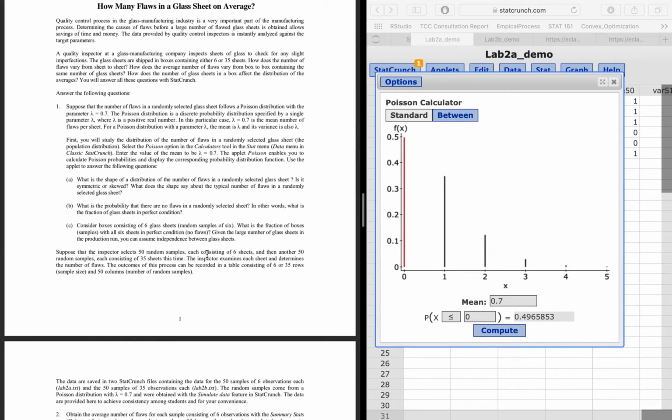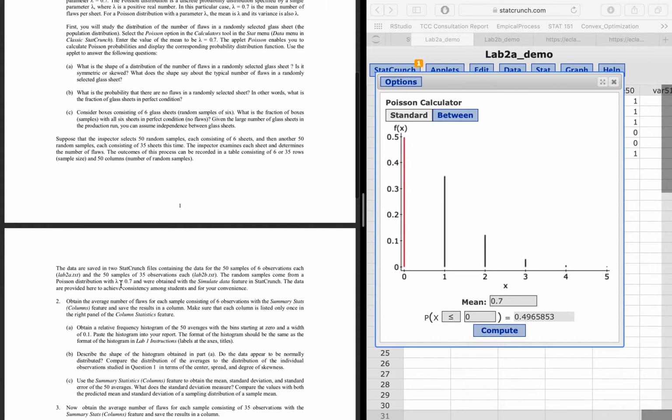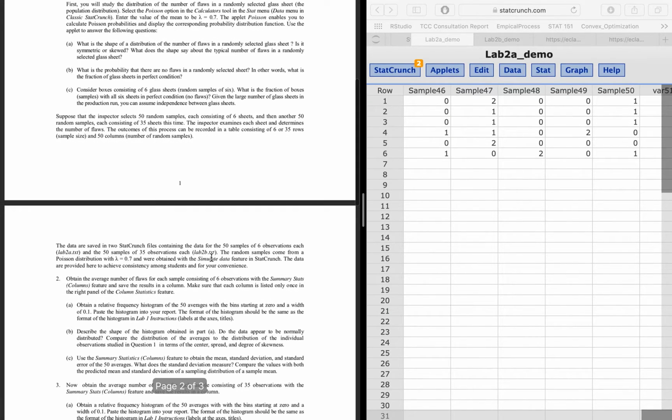So now it starts the lab. It says, suppose that the inspector selects 50 random samples, each consisting of 6 sheets, and then another containing 35. So we have two random samples, two data sets. The first data set contains 50 samples, and each sample has sample size 6. The second data set also contains 50 samples, and each of them has sample size 35. Okay, and these two data sets are stored in lab2a.txt and lab2b.txt. So you don't have to simulate the data, and it's all provided, but I simulated new data, so it will be slightly different from yours.